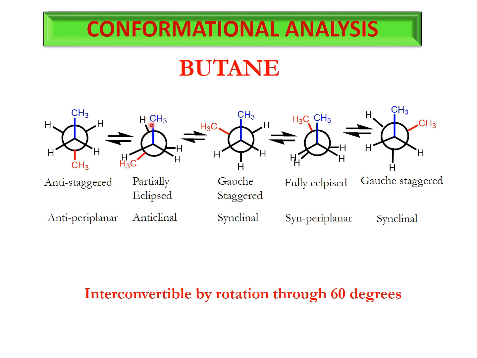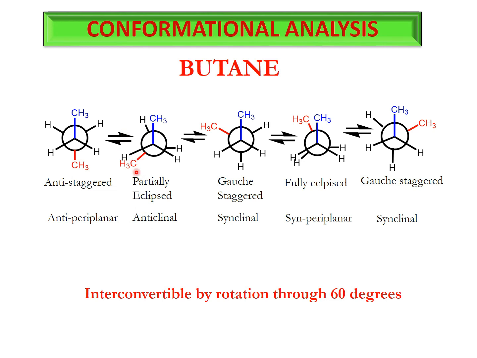So this CH3 is eclipsing the smaller hydrogen atom. This CH3 has been eclipsed by the smaller hydrogen atom, and these two hydrogens are eclipsing each other. So they are eclipsed, but they are partially eclipsed, and such a conformation is sometimes also known as the anticlinal conformation.